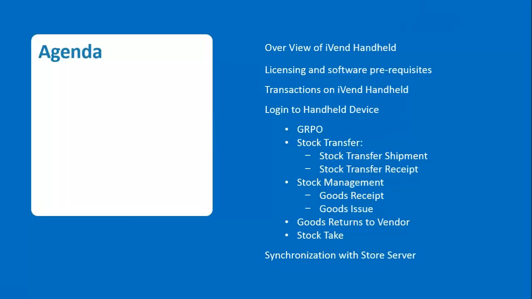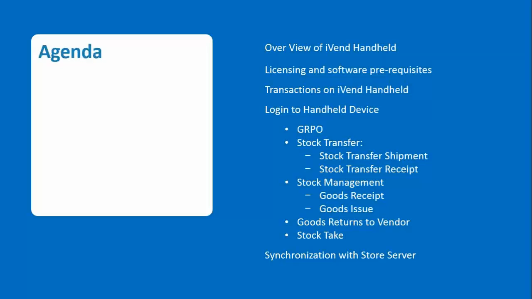We'll talk about the stock management that we have, like goods receipts and goods issues. And of course, we have goods return transactions which we can make straight away against our vendor. Last but not least, we look at the stock take process, which is very essential for every retail practice, because without a stock take in place, we can never keep track of our inventory across the shop floor and in our systems.